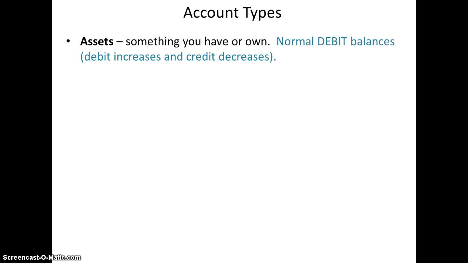First, we have assets. Assets are something that you have or own. They have normal debit balances, which means debits increase and credits decrease. These would be things like cash, accounts receivable, supplies, equipment, building, machinery, things that we have and own.